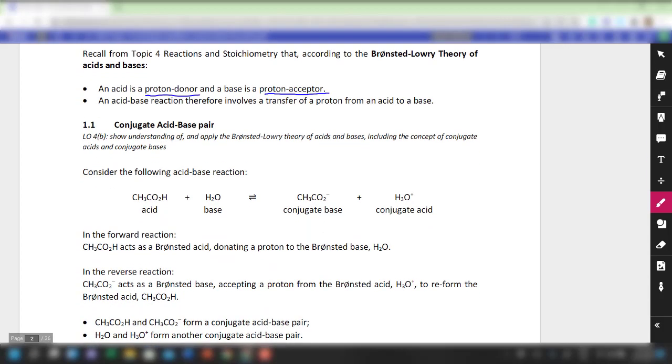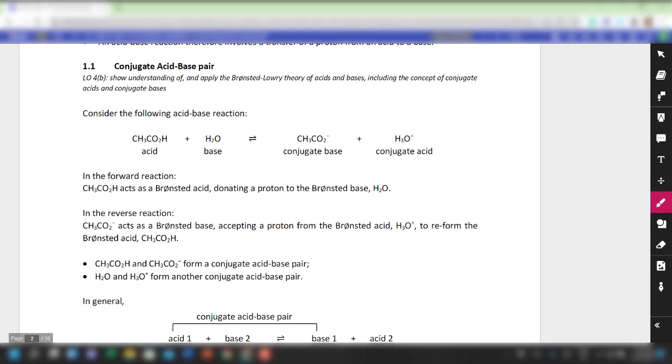So if we look at this particular system where you have ethanoic acid, and you dissolve it in water, most of you would have learned in secondary school that ethanoic acid is a weak acid, so it will partially ionize in water to give you ethanoate, which is what we call the conjugate base. And of course, in this case, H2O accepts a proton, in this case H+, from ethanoic acid to give H3O+. So we call H3O+ the conjugate acid.